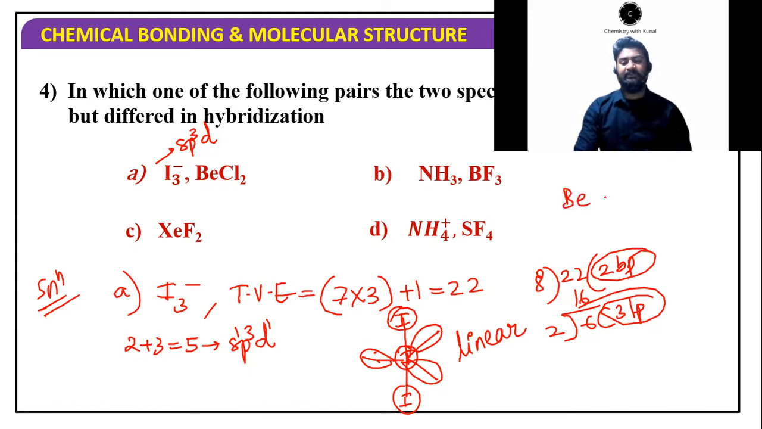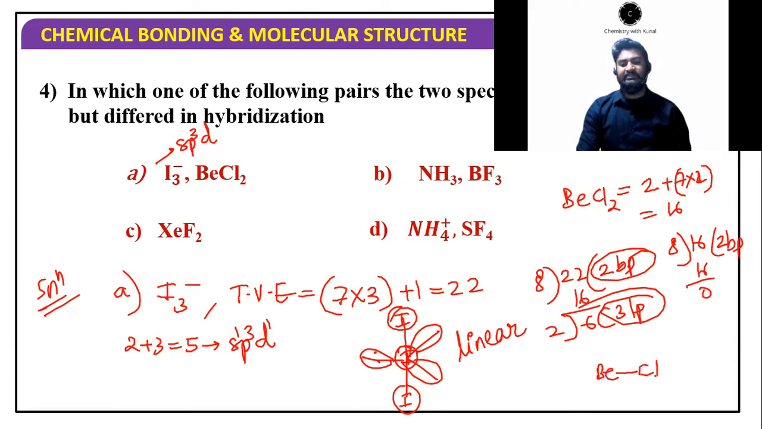Now look at the next option, BeCl2. You can use the shortcut once again. Number of valence electrons from beryllium is 2 because it belongs to group 2, plus 7 into 2, 14. 14 plus 2, 16. Divide 16 by 8 as usual, so 2 with remainder 0. 2 bond pairs, 0 lone pairs. How will it look? Yes, excellent, straight, linear. And what's the hybridization? Since we just have sum as 2, as per the shortcut I've given, it should be sp. So both of them are linear in shape, but different in hybridization.